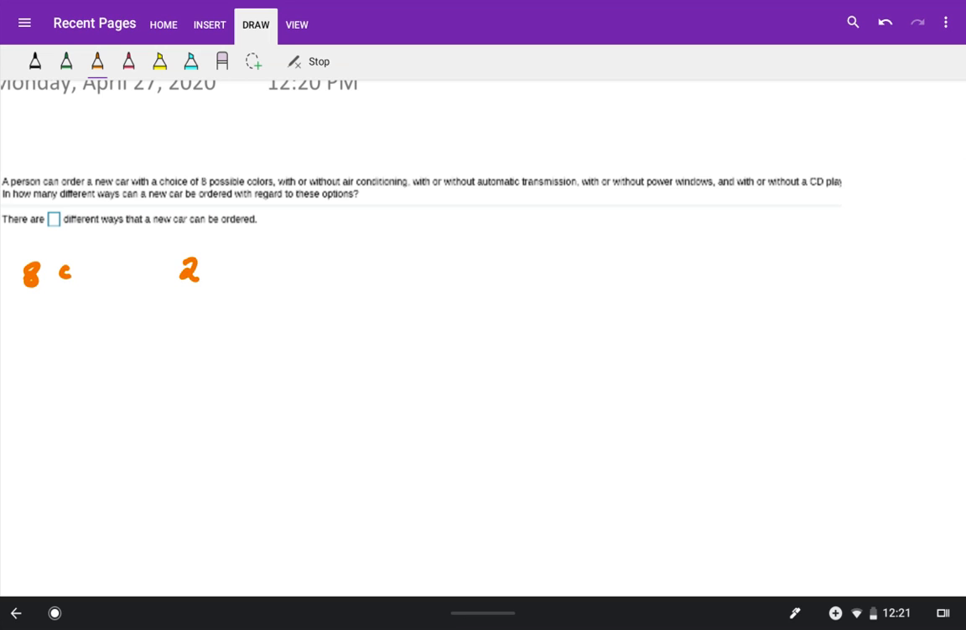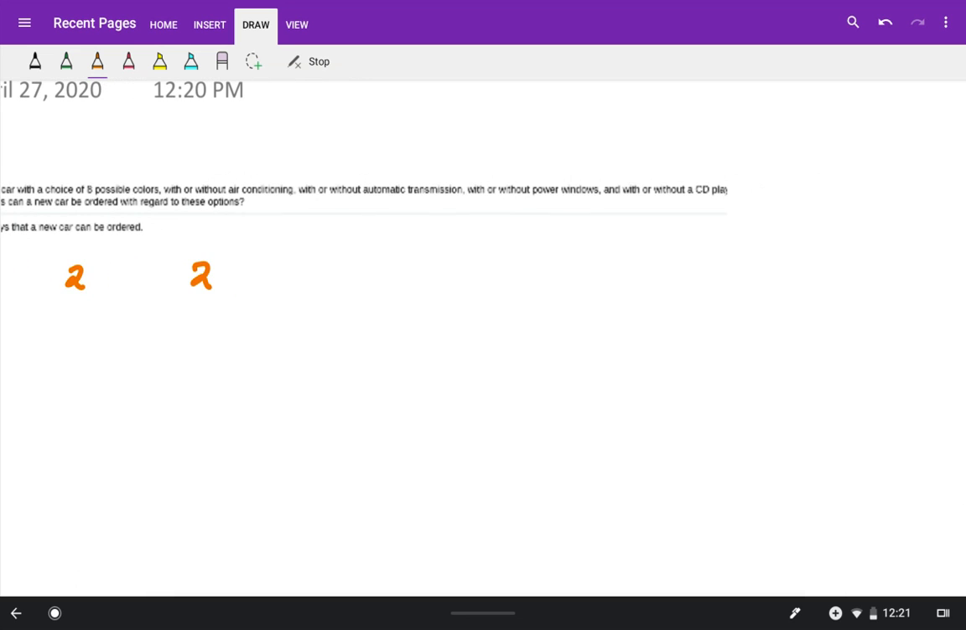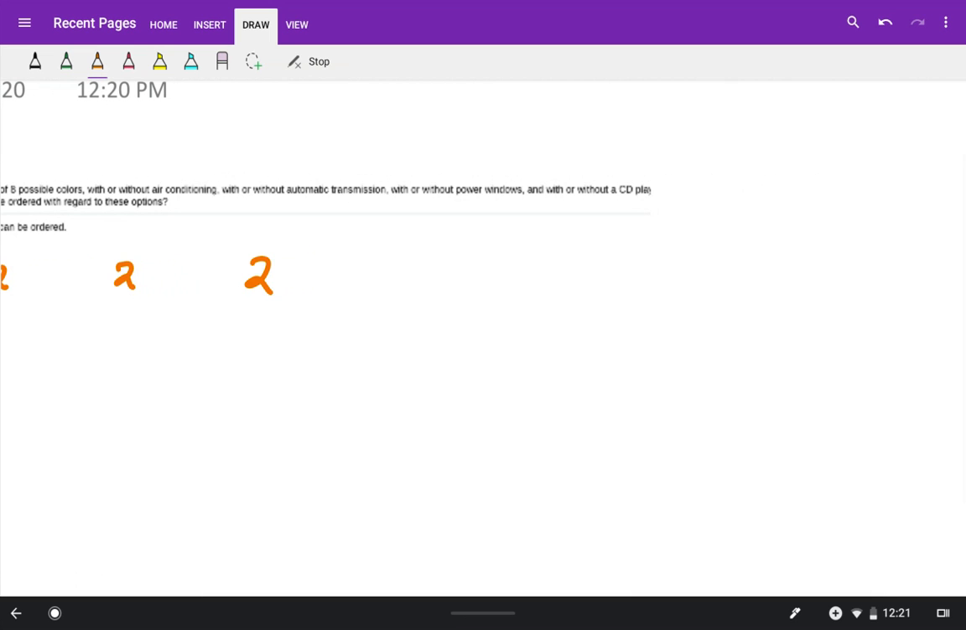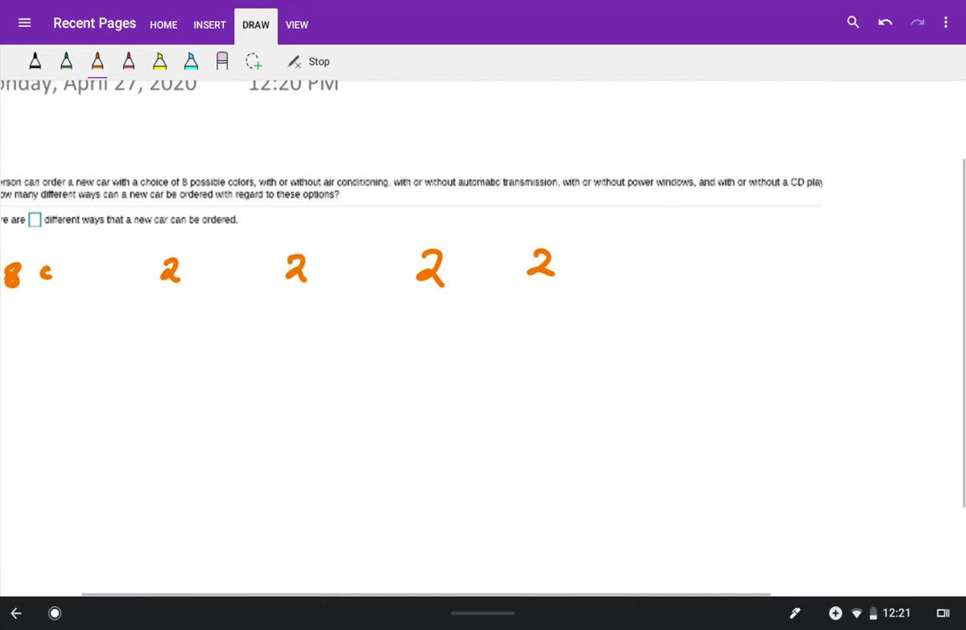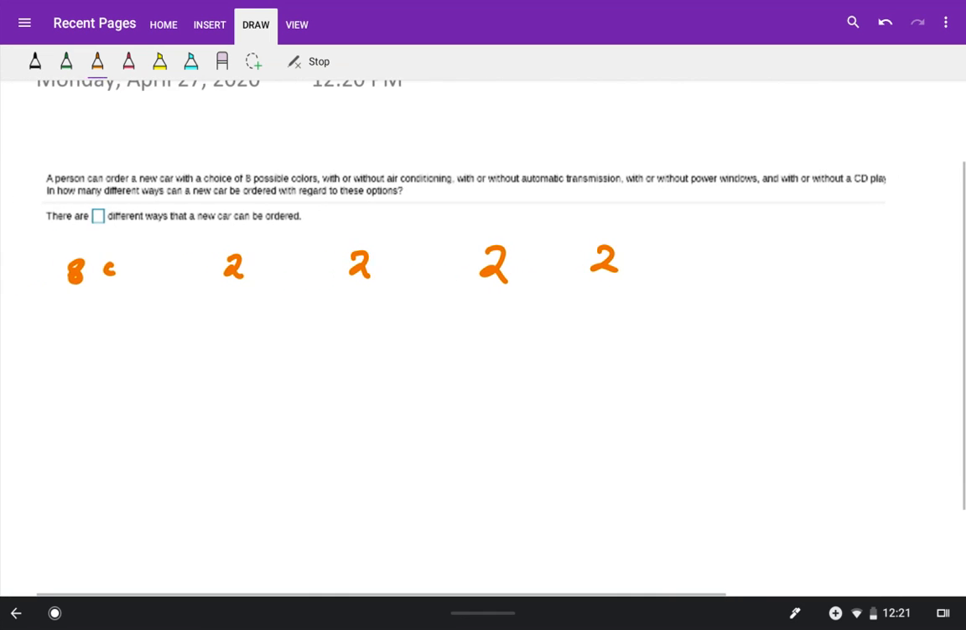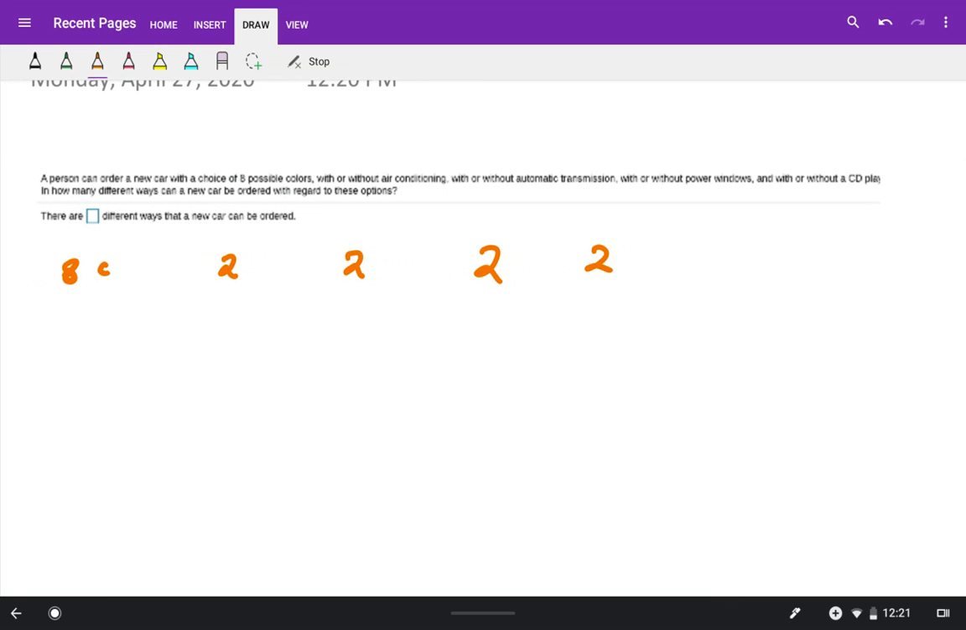With or without automatic transmission. So again, 2 choices. With or without power window. So 2 choices. And with or without CD player. 2 choices. And they're asking, in how many different ways can a new car be ordered?